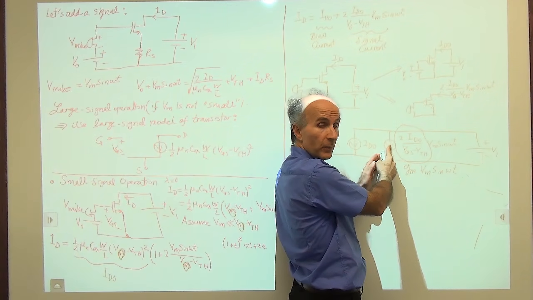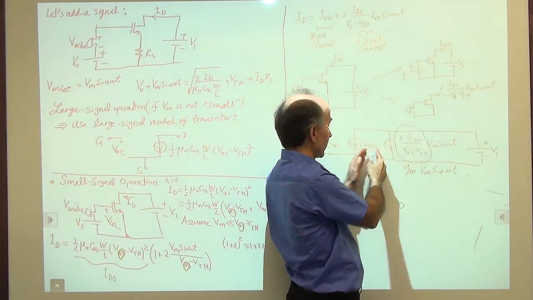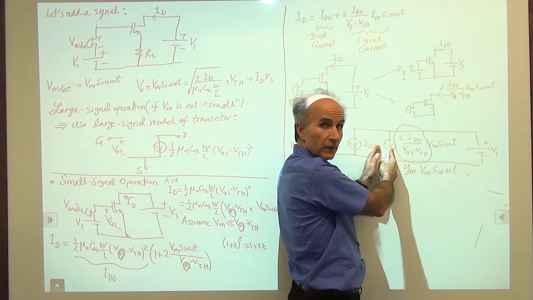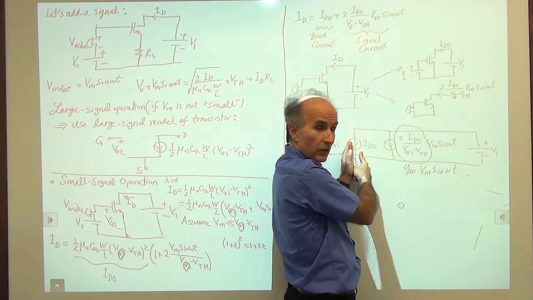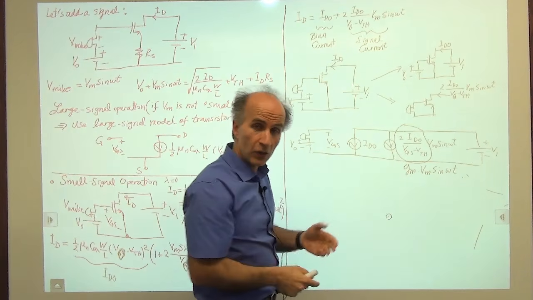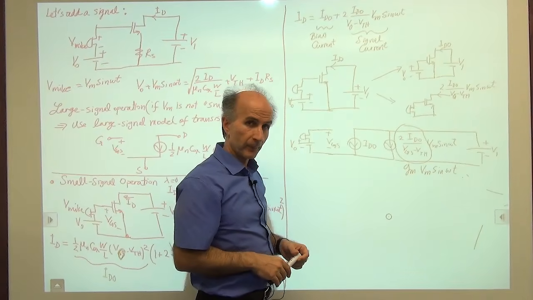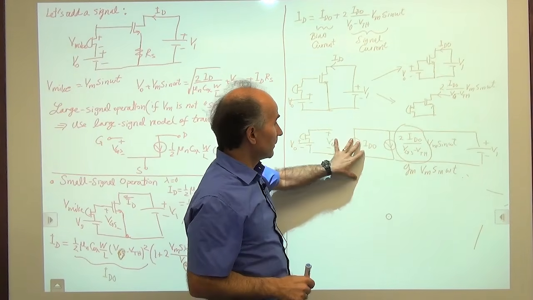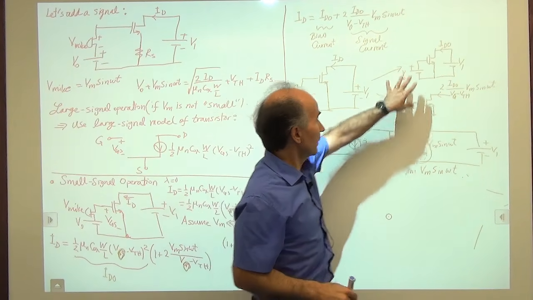This current represents the change in the bias current. This is the bias current. This is the change in the current. This bias current is just from bias conditions. This is from signal conditions. So we can look at this as the change in the bias current. All right, so maybe what we can do is decompose this according to this picture.